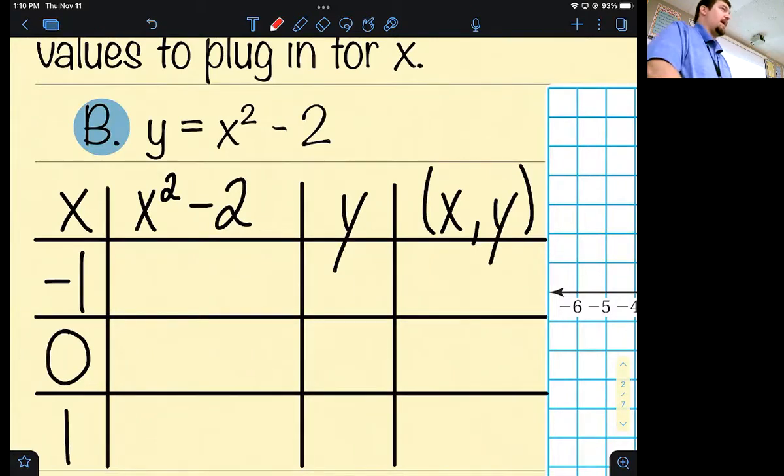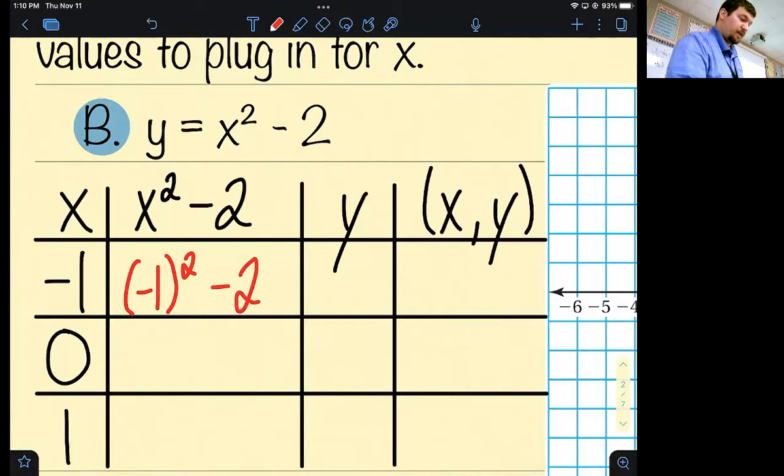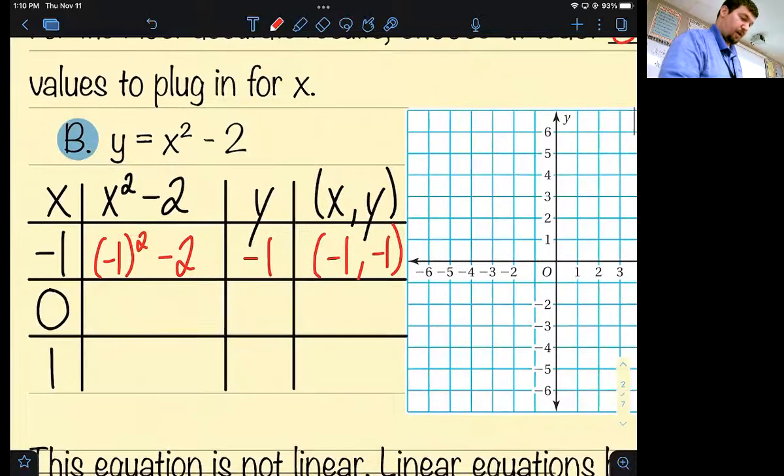Okay, so let's see what happens here. Let's plug in -1. What's -1 squared? +1, because 2 negatives make a positive, right? So that's +1. What's +1 minus 2? -1. So when I input -1, it outputs -1. Take a moment to graph -1, -1. Should be in quadrant 3.